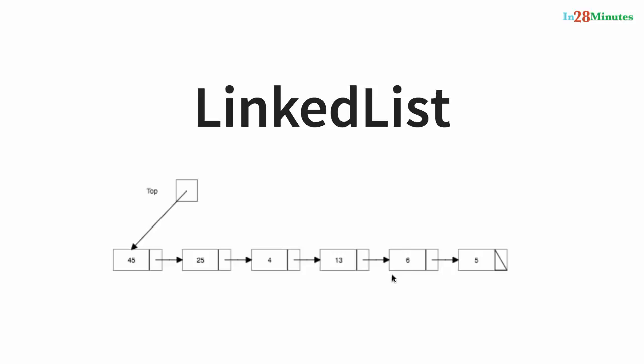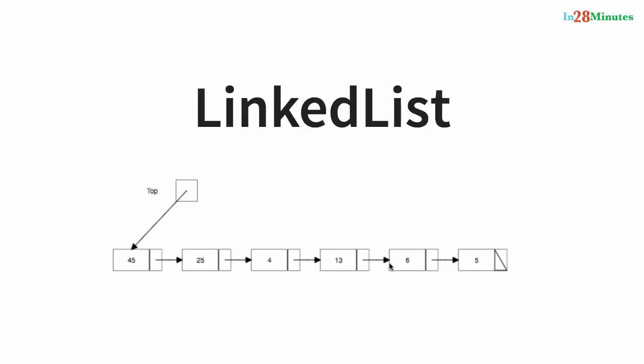So if I want to find the 5th element in a linked list, then I have to start from here and say first element, second element, third element, fourth element and 5th element. So trying to access something from a linked list is very slow.